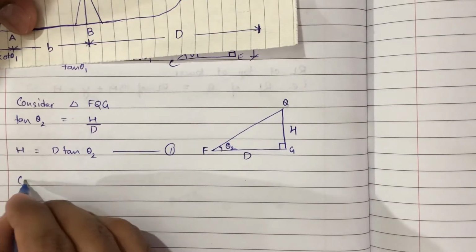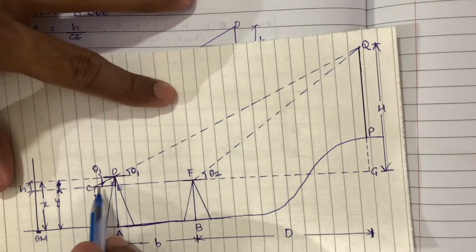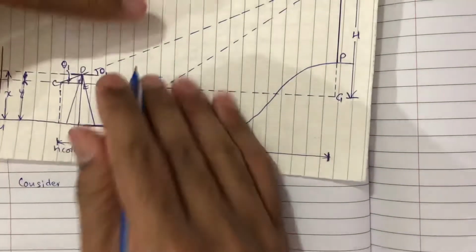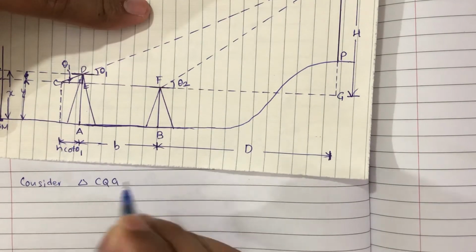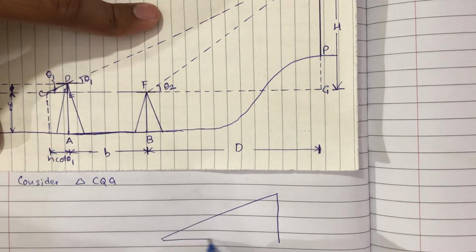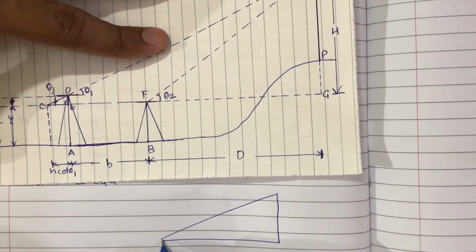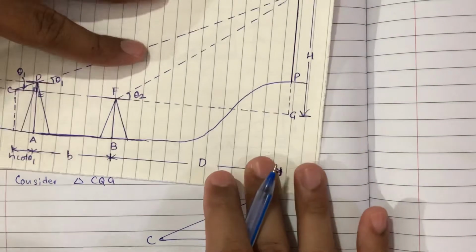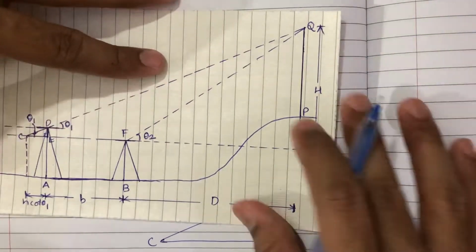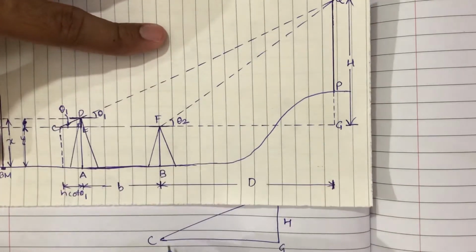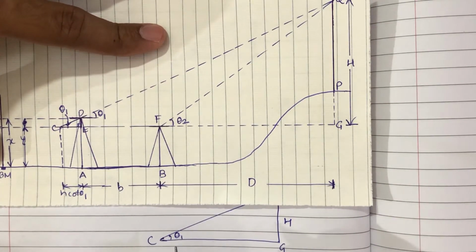Similarly, considering this triangle CQG, let us make this triangle over here. Here this point is C, this is Q and this is G. This QG is equal to H. Here the angle is given as theta 1.